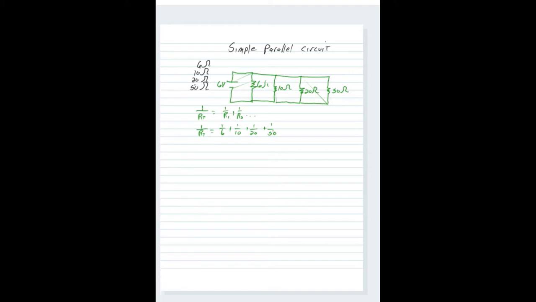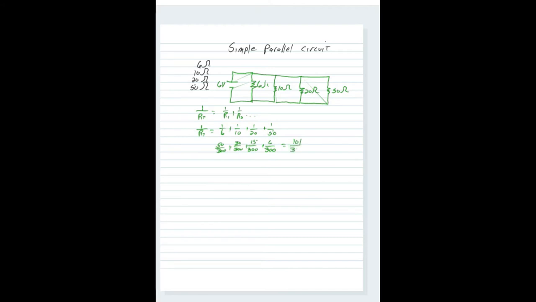So 6 into 300 would be 50. 10 into 300 would be 30. 20 into 300 would be 15. And then 50 into 300 would be 6. So if we add those together, 50 plus 30 is 80, plus 15 is 95, and 6 is 101 over 300.